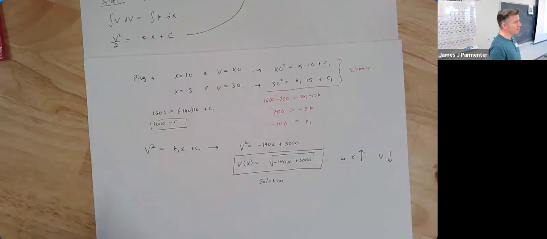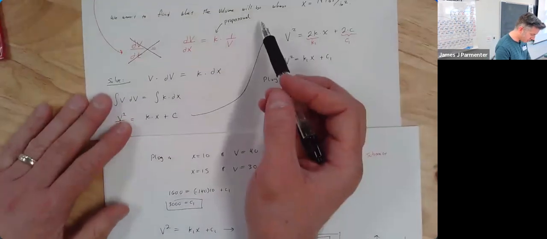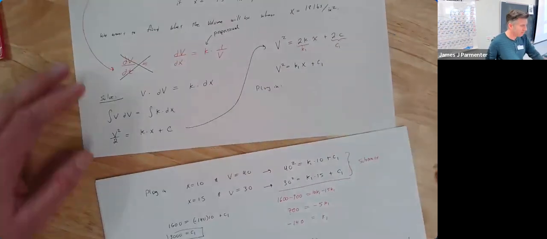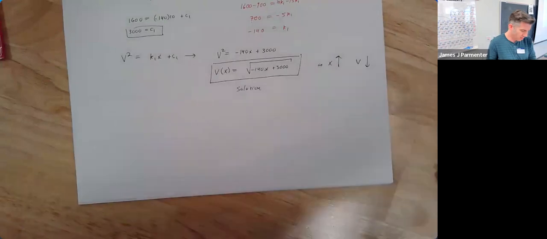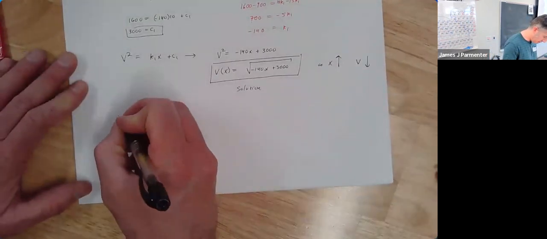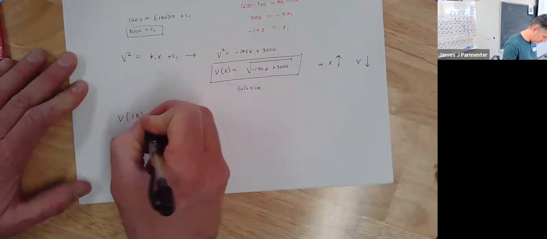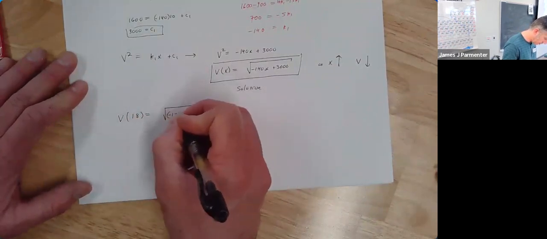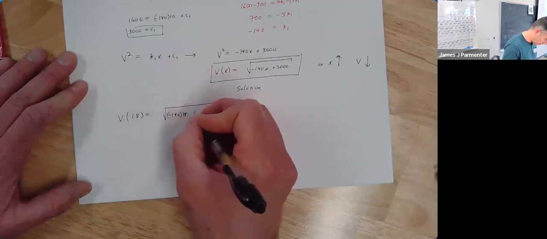We've done all the work. Now we have to answer the question that was asked, which I know is hard. We're going to be like, oh, wait, there's still something else to do. Yeah, we go back and we're like, okay, the question was, what was the volume when x is 18 pounds per square inch? So that's not too terrible. All we have to do is go back and plug in x equal to 18. So the volume when x is 18 is going to be the square root of negative 140 times 18 plus 3000.